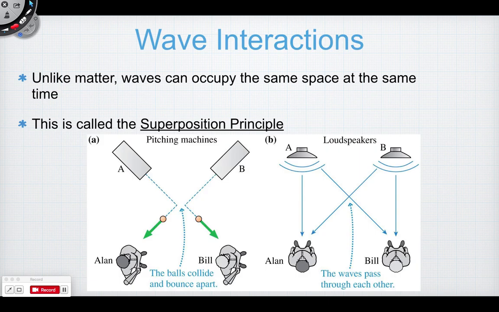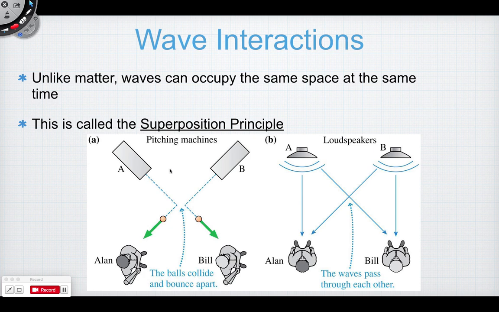So let's start off with waves again. And let's talk specifically to the fact that waves can interact. The reason that they can interact is because, unlike matter, waves can occupy the same space at the same time. This is something that you learn maybe in second, third, or fourth grade science class, that two things cannot be at the same place at the same time. Well, that's matter. Waves can, whether they're light waves, sound waves, or anything else like that.